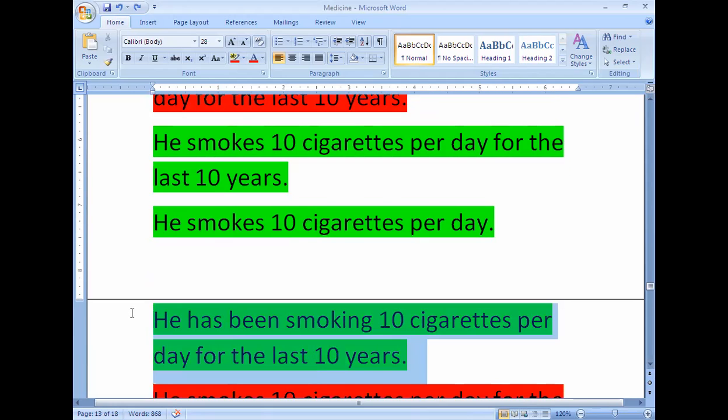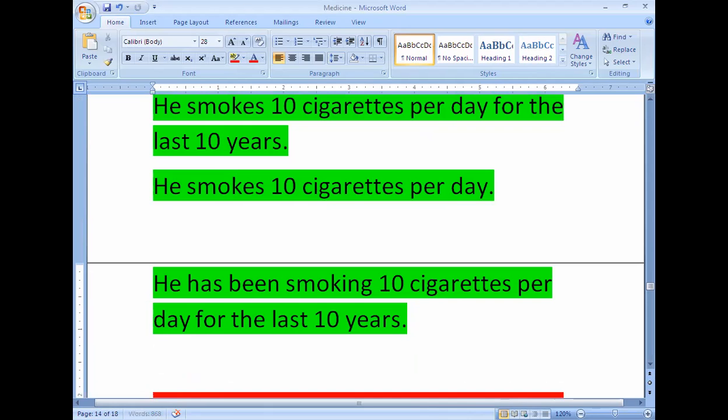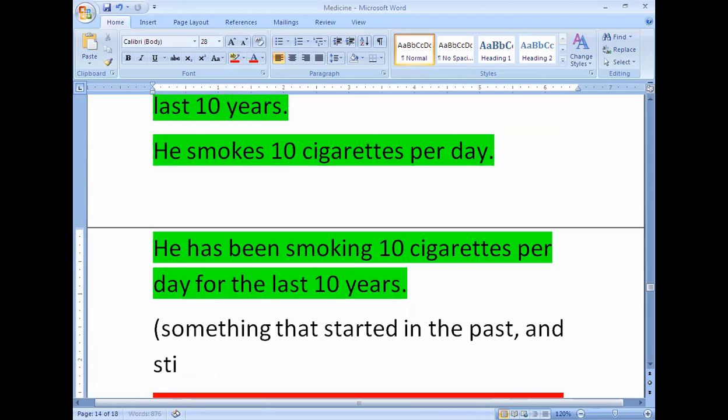Dr. Khalil, why do you say it is correct? I think it's correct. He's been smoking for the last 10 years and is still smoking. The rule is: something that started in the past and still continues, we should use present perfect. So, he has been smoking 10 cigarettes per day for the last 10 years is okay, is correct.